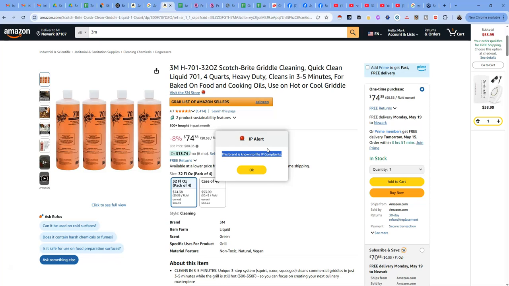And that will help you a lot with your safety as you're researching these brands, to make sure that you're not researching just any brand, even though it's known to file IP complaints.